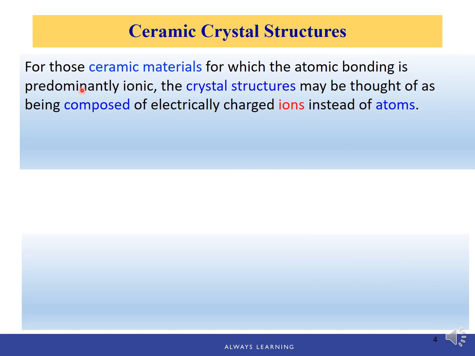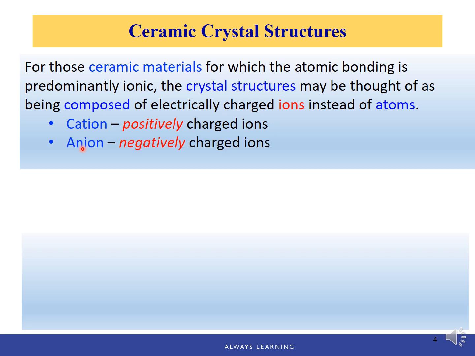For those ceramic materials with predominantly ionic bonding, the crystal structures may be thought of as being composed of electrically charged ions instead of atoms. So here, let's do a quick review of the terminology. If the ion is positively charged, then we call it a cation. A cation has given up its valence electrons to the non-metallic ions. Another one is called an anion. Anions are negatively charged ions, which means they receive valence electrons from the metallic ions.